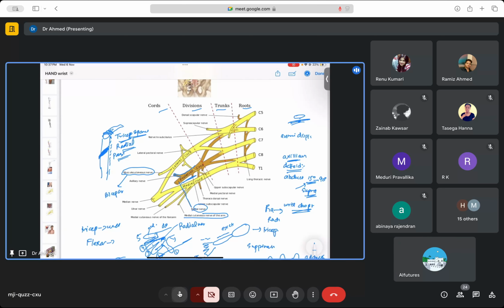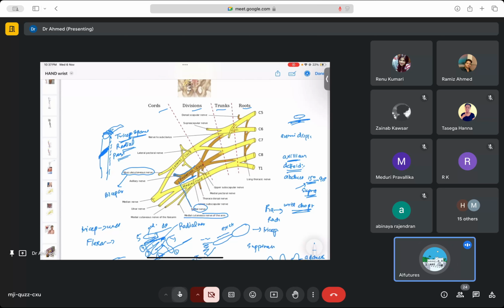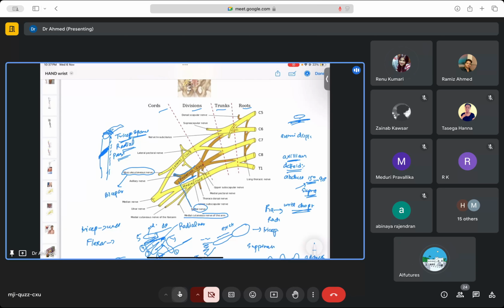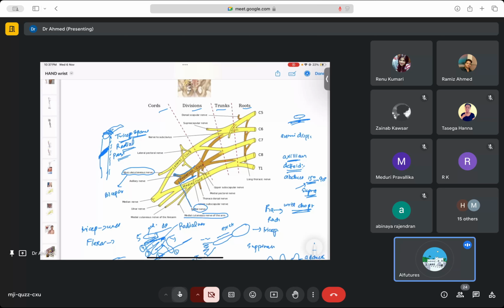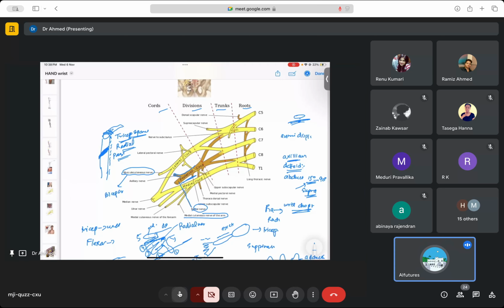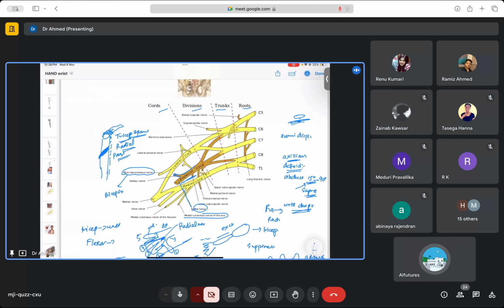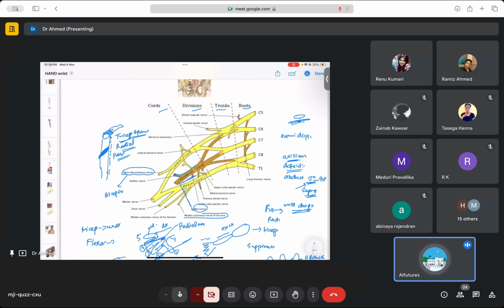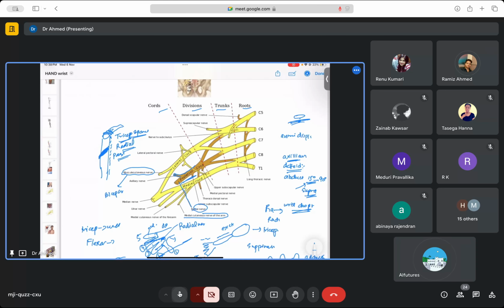Okay. Which group of muscles is going to be supplied by your ulnar nerve? The interosseous muscles, perfect. The medial two lumbricals. And it also supplies the hypothenar muscles, right?